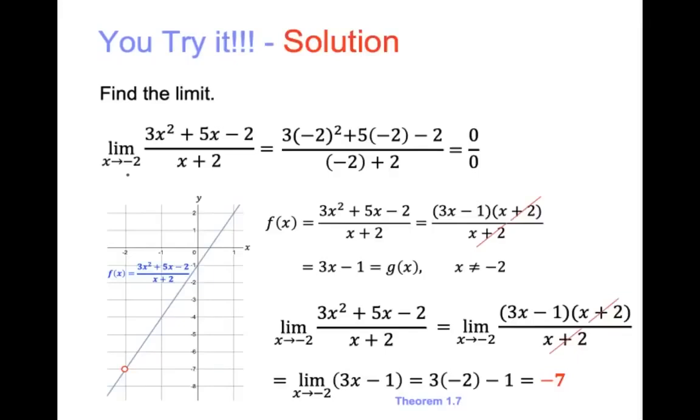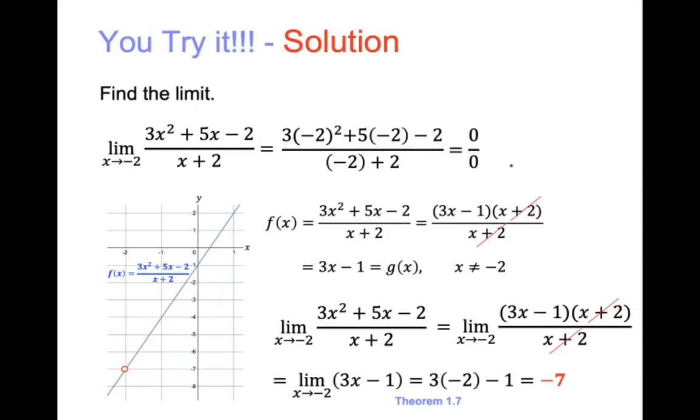So we have here the limit as x approaches negative 2 of 3x squared plus 5x minus 2 over x plus 2. When we try direct substitution of x equals negative 2, we end up with a 0 in both the numerator and the denominator. What this means is that both the numerator and denominator have a factor of x plus 2.